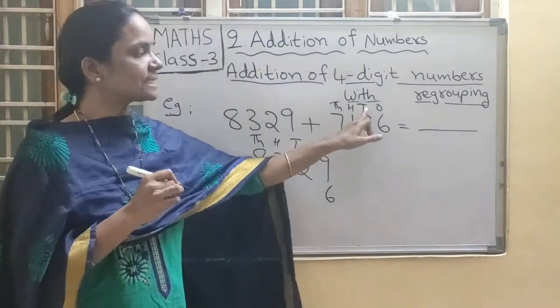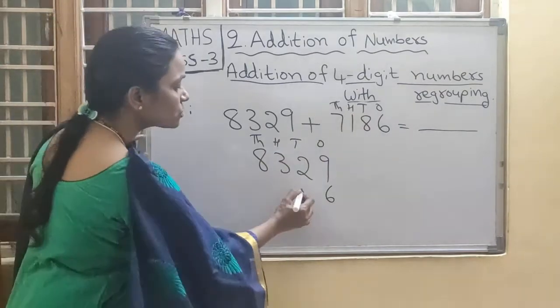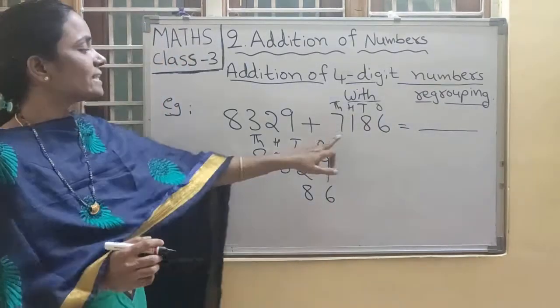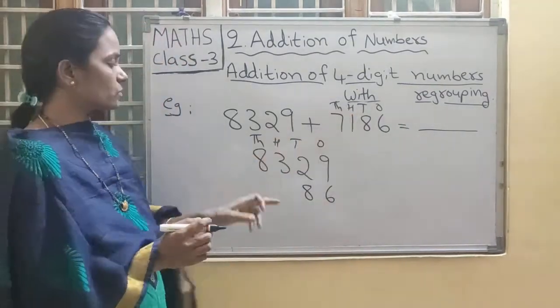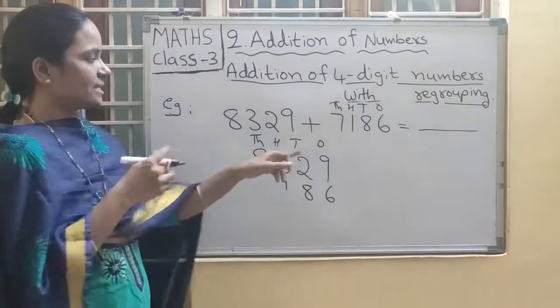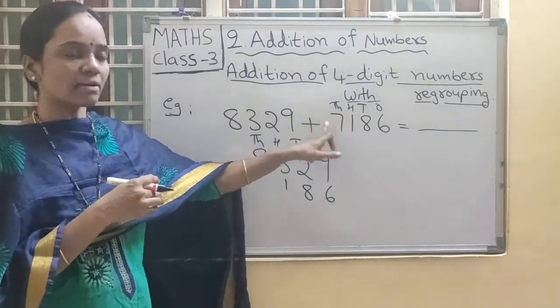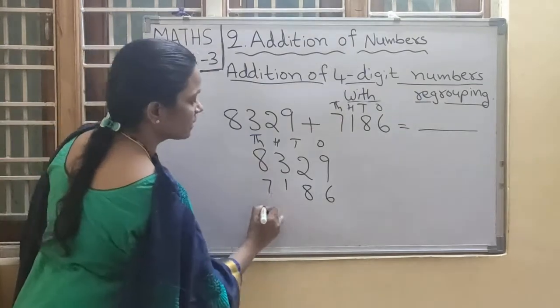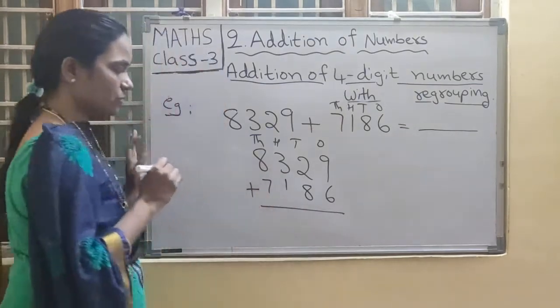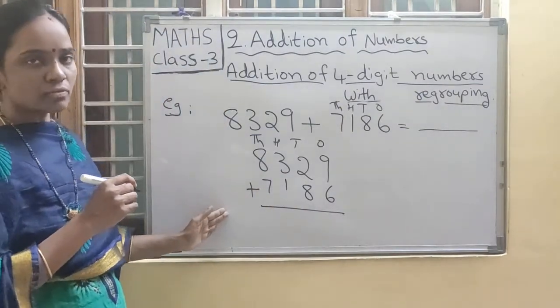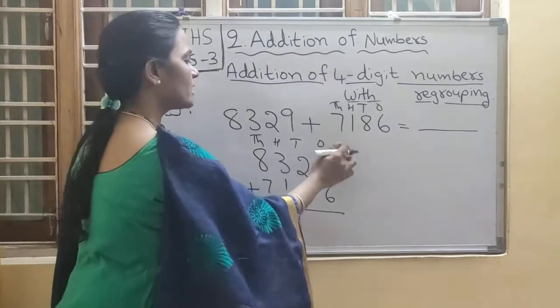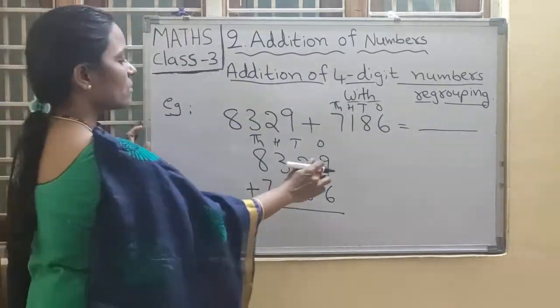And what is digit at tens place? 8. So below 2 we have to write 8. What is digit at hundreds place? 1. So below 3 we have to write 1. Next thousands place digit is 7. So below 8 write down the 7. Now add these two numbers. What is the symbol? Plus. So first we have to start from ones place. Now 9 plus 6.